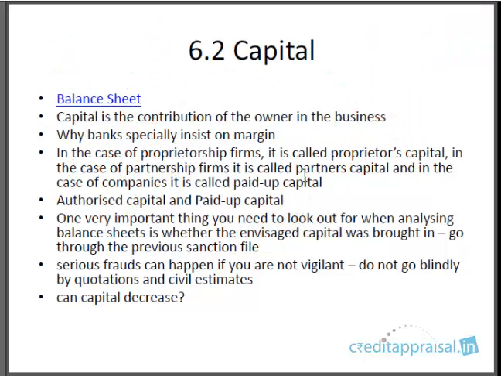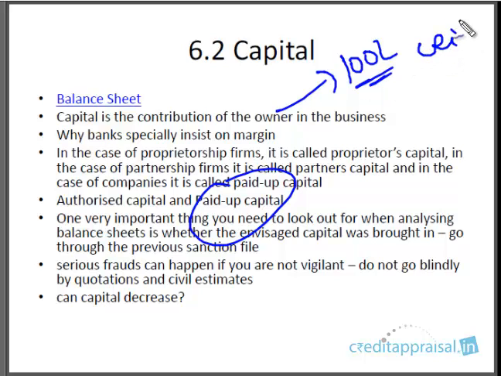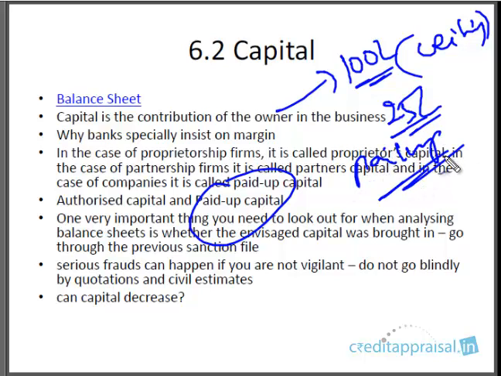What is paid up capital? Paid up capital is the actual capital that the promoters have brought in. Even though the authorized capital is 100 lakhs, you need not bring in the entire 100 lakhs. This is just the ceiling. For example, if the promoters have brought in only 25 lakhs, this will be the paid up capital. Authorized capital is the maximum amount up to which you can go, but out of this you have raised only 25 lakhs. That is acceptable, there's nothing wrong with it. Paid up capital is the actual capital contributed by the promoters so far.